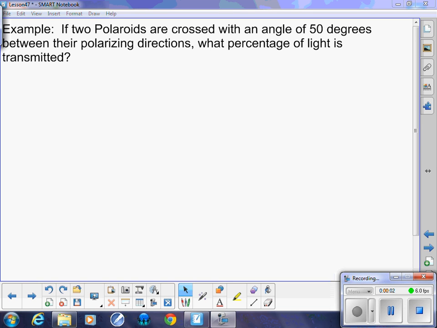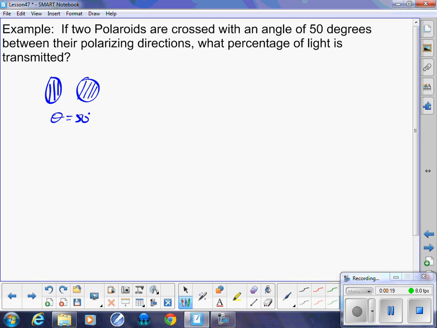All right, so finishing up with polarization here. The example: two Polaroids are crossed with an angle of 50 degrees between their polarizing directions. What percentage of light is transmitted? So you have two Polaroids, lines in this direction. Second Polaroid, it's off by an angle of 50 degrees.